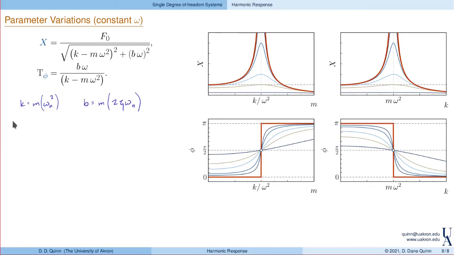So for fixed damping ratio and natural frequency, scaling the system leaves the magnification factor and the phase shift unchanged.